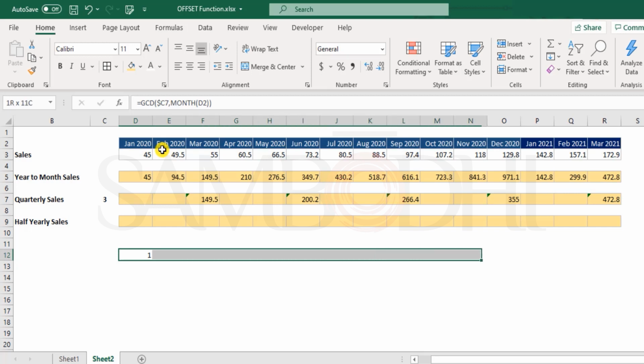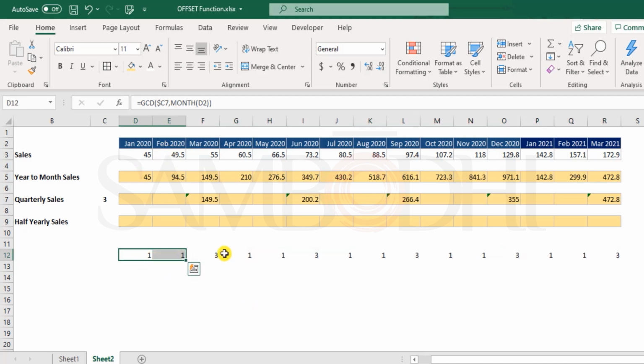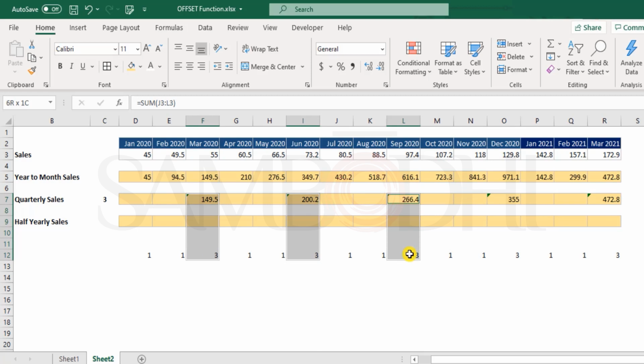Now let me expand this formula ahead and show you what exactly is happening here. So 1, 1, 3, 1, 1, 3, and so on. And notice something over here. Every time it's the last month of the quarter, we have a number 3 in place here. Right? So this acts as a good way to identify the month when the GCD is 3, only then calculate the last 3 months total. Otherwise, don't calculate, just leave it. That's exactly what we'll be doing.